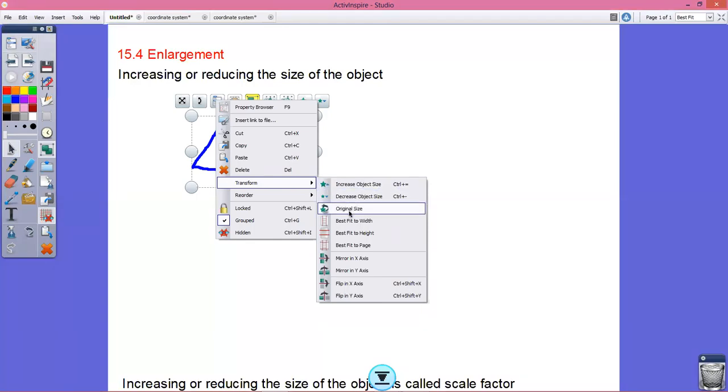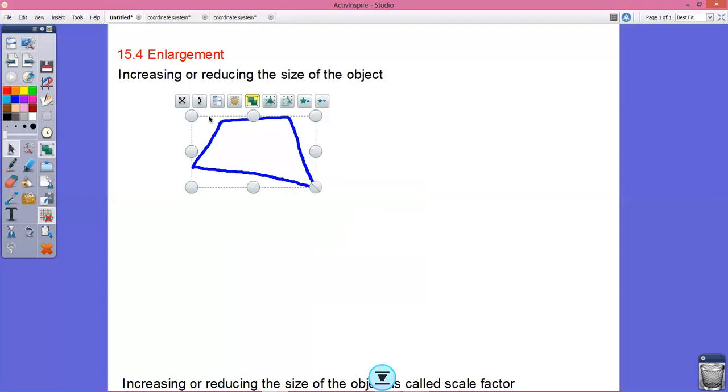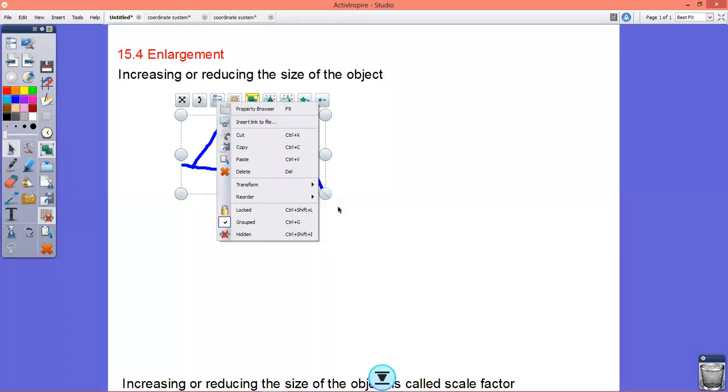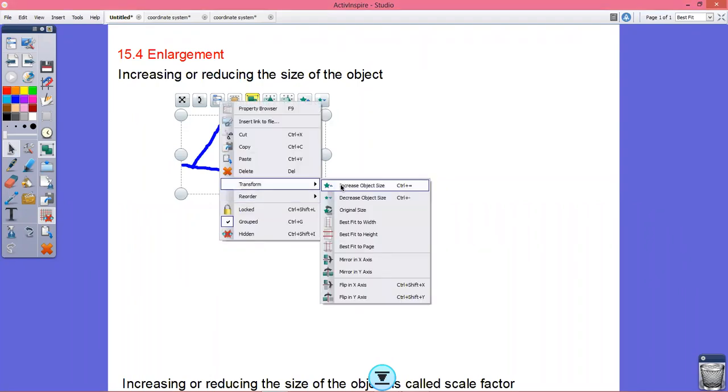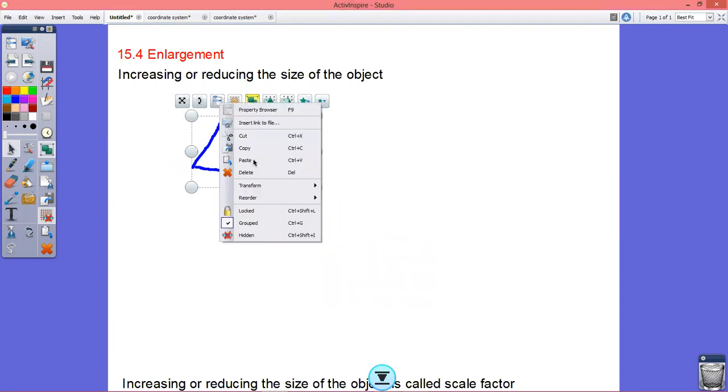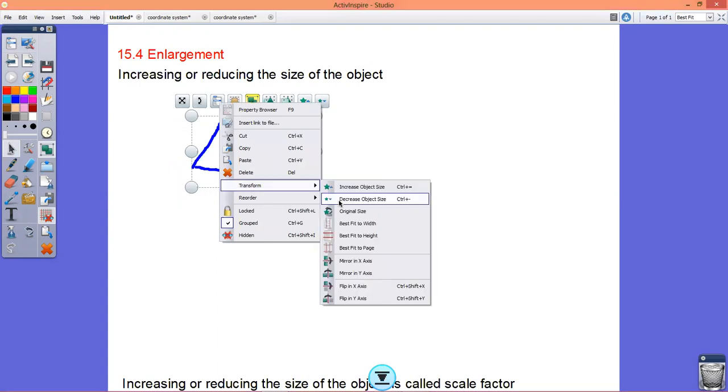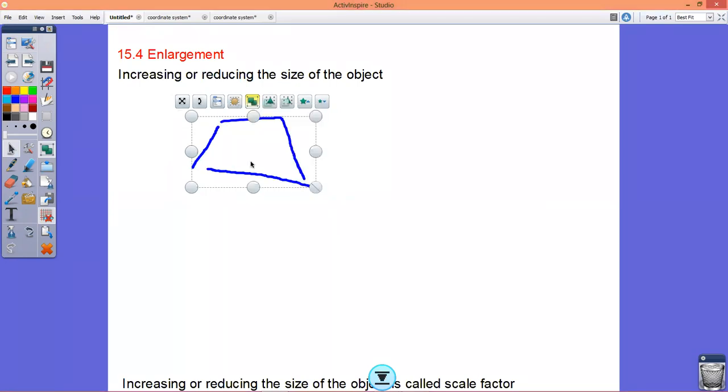Now, let's find the first, original size. It's this one. Okay, let's go. Increase object size. As you see, I increase the object size. Now, go back. Original size. Okay, let's go. Transform and decrease object size. Now, the object size is decreased. I can keep this one, decrease object size again, and you see, object size is decreasing here. Now, this is called enlargement.